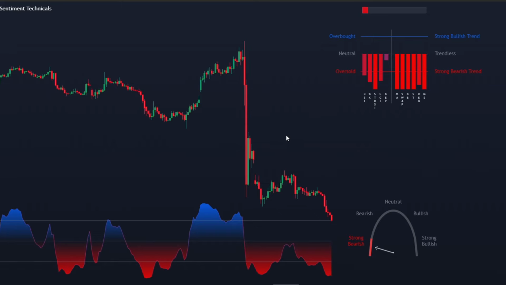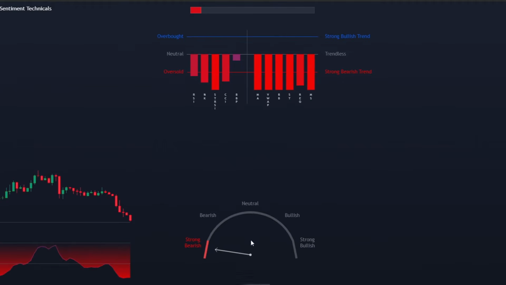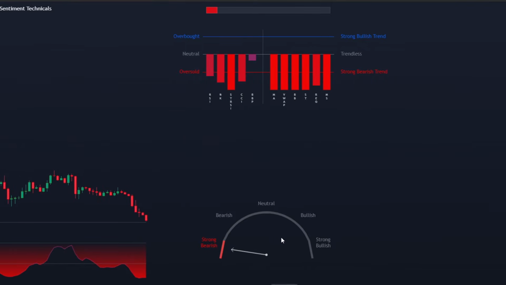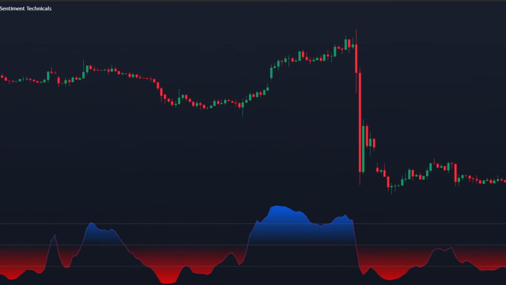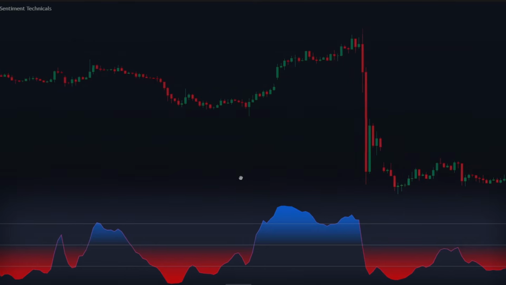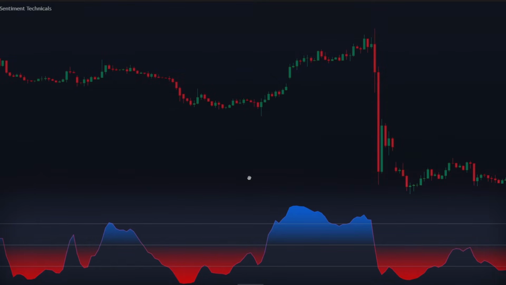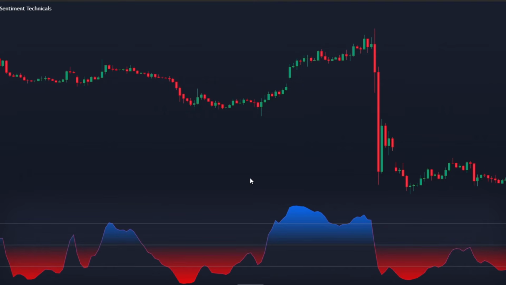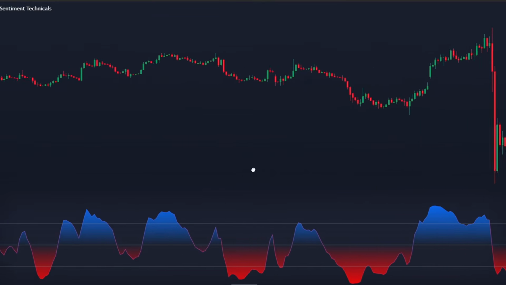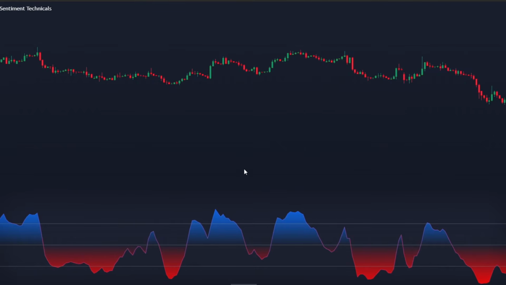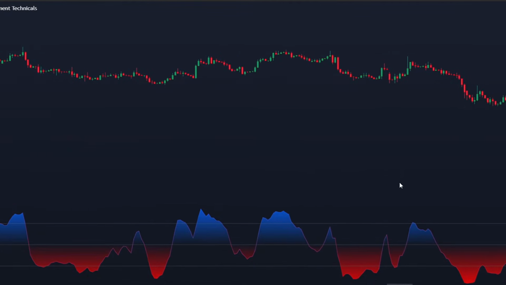You'll also see a circular market sentiment meter on your chart. It's like a dashboard gauge showing you the current market bias at a glance. And right below, you'll find the market sentiment oscillator, which works almost like an RSI for the entire market. It measures the general emotional state of the market by combining momentum, volatility, and structure data.